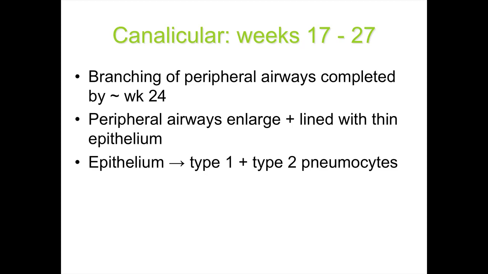Type 1 pneumocytes are responsible for gas exchange. They cover the majority of the alveolar surface area, and they're unable to replicate, hence are susceptible to a toxic insult. Type 2 pneumocytes are found at the alveolar septal junction and are responsible for the production and secretion of surfactant. They can replicate and replace damaged type 1 pneumocytes.